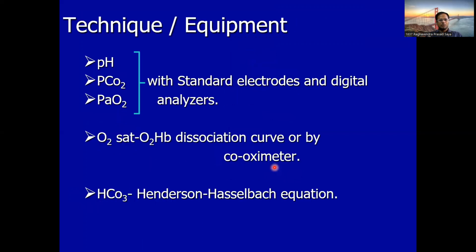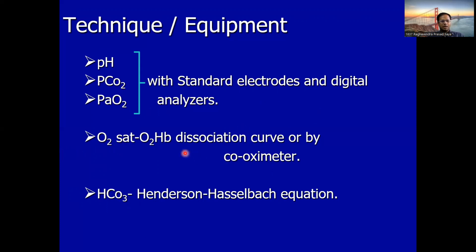Right. So with modern ABG machines, we measure this pH, PCO2 and PO2 with the help of standard electrodes and digital analyzers. The pH, PCO2, PO2 and your electrolytes like sodium, potassium, chloride, calcium, all these are measured with the help of standard electrodes. The oxygen saturation is an indirect measurement. That is, it is calculated, based upon the oxygen hemoglobin dissociation curve.